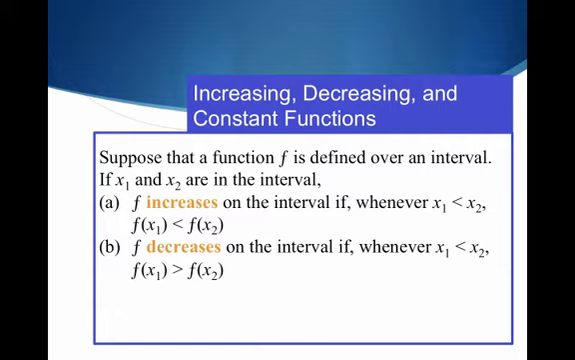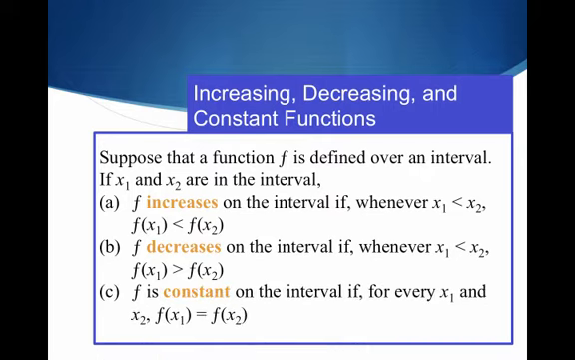F is decreasing if we're reading left to right and the function goes down. That's what the math says. The function, again, is going to be decreasing if we're reading our graph left to right and the function goes down. And then constant, this one's usually pretty easy to pick up, if we're reading left to right and the function stays the same or is level.